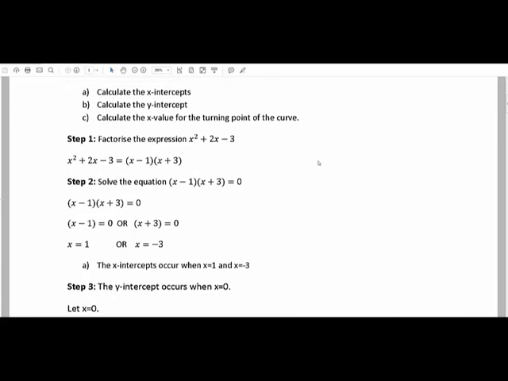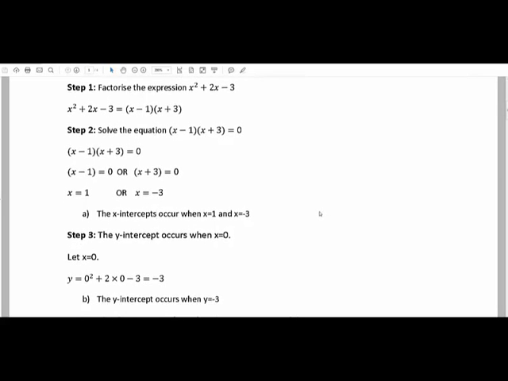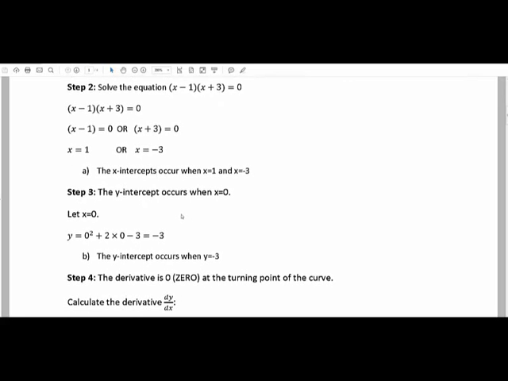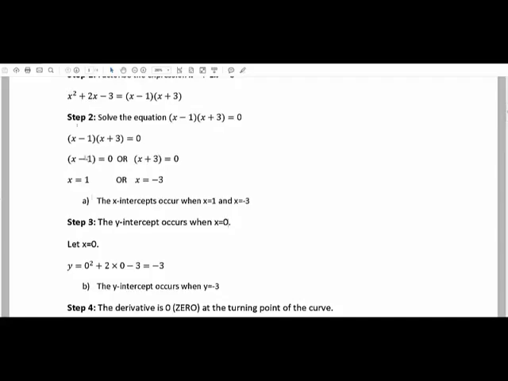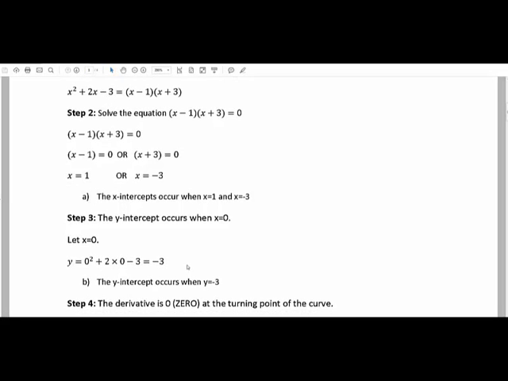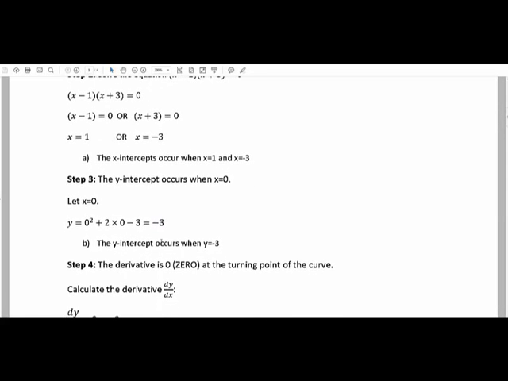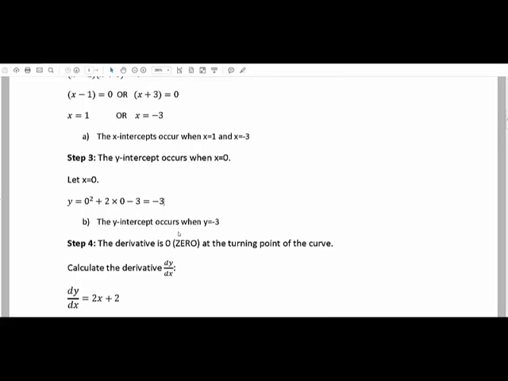The y-intercept, where the curve is crossing the y-axis, happens when x is equal to 0. So we just substitute 0 for x into this function. So 0 squared plus 2 times x, which is 2 times 0 in this case, minus 3, and then we just work it out and we see that it's minus 3. So the y-intercept occurs when y is equal to minus 3.